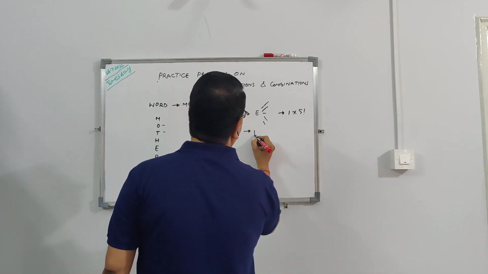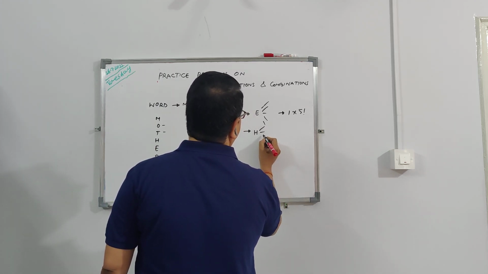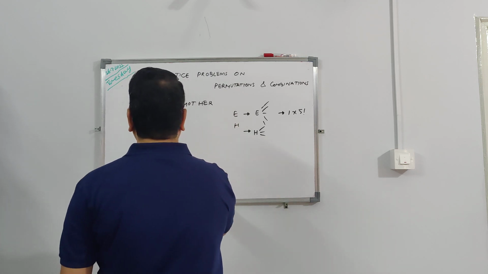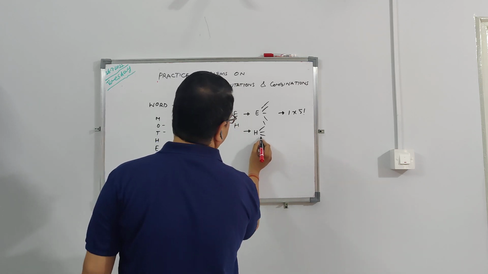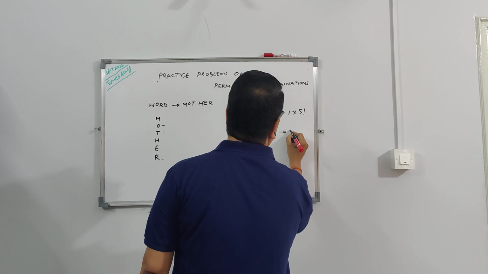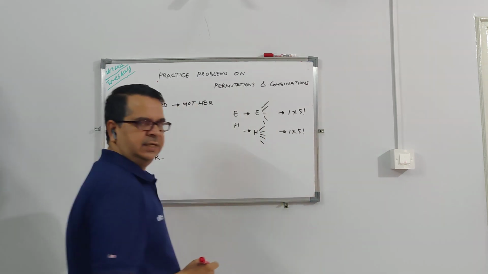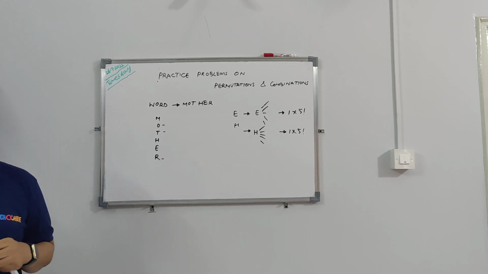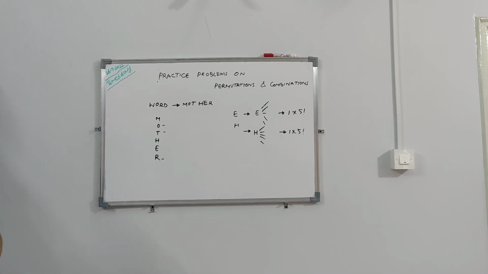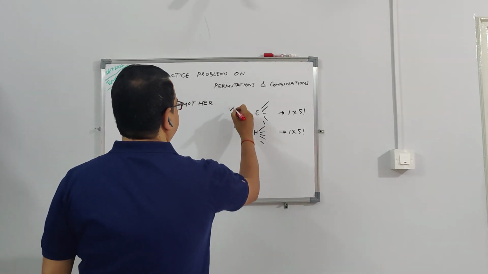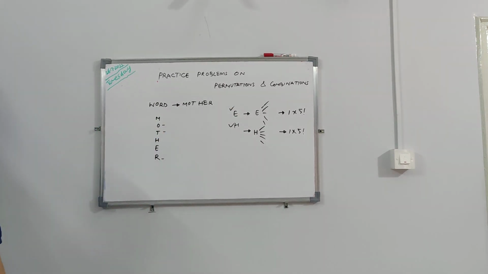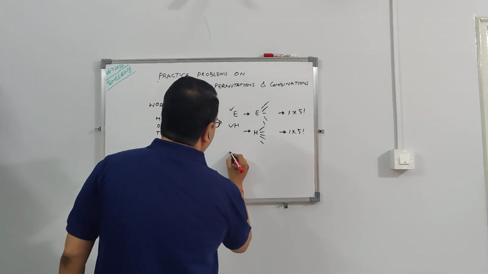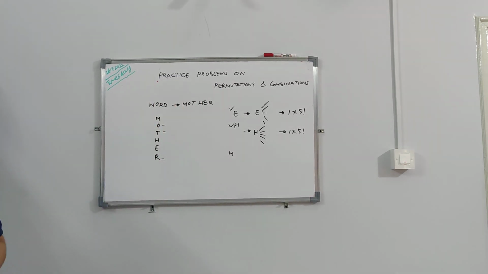Similarly, the words starting with H. That is also 1 into 5 factorial. So these are the two sets of words coming before MOTHER, starting with E and H. This is 5 factorial plus 5 factorial. Then total words starting with ME. So now after E and H, the next letter is your M. So first you are starting with M.